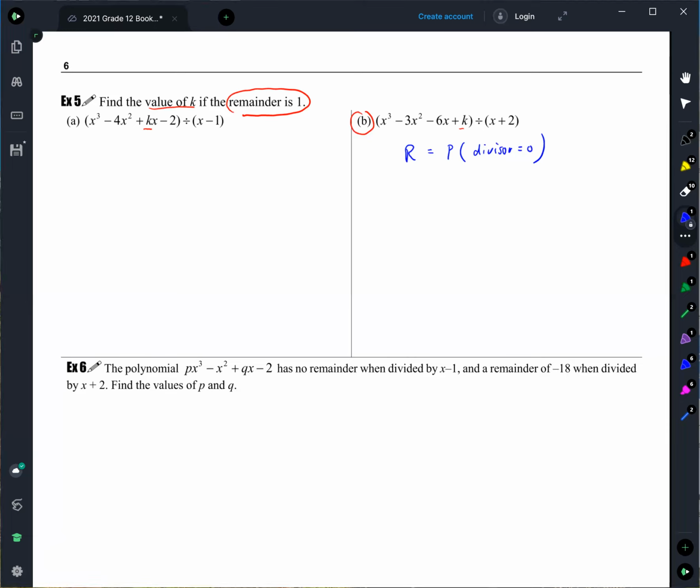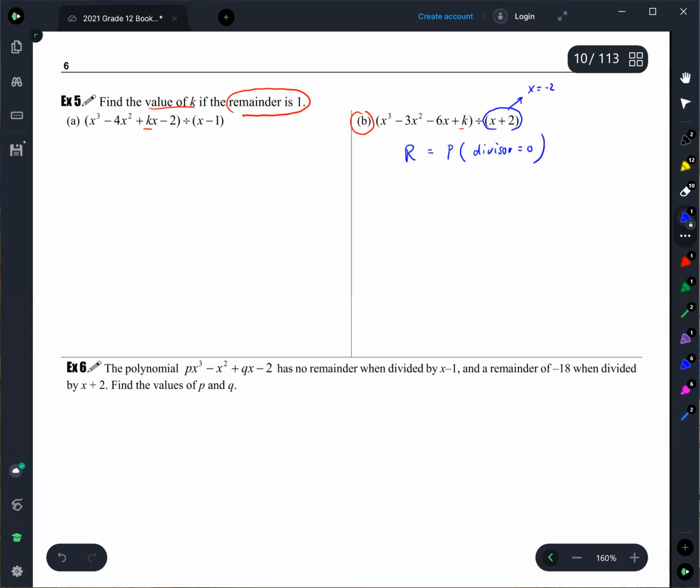Daniel? If I want to find the remainder, what number do we put in? -2. Yeah, very good. So you look at the divisor, x equal to -2. If you sub in that number, it should give you the remainder. And the question tells you that the remainder has to be 1. So that means P of -2 should give you 1.